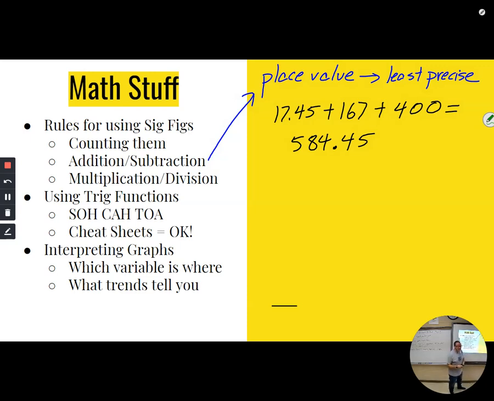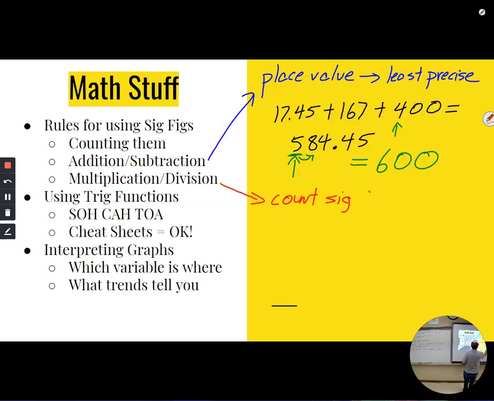Now I have to go back and I have to look at my numbers to find which one is the least precise. Which one is it? 400. It is only significant out to what place? The hundredth place. And so my answer has to be significant to the hundredth place. So I look to see what the next digit is to tell me if I round or not. Turns out I do. So I would report this as 600 with no decimal. Okay. When you're multiplying or dividing, then the rule is you count sig figs, and you go with the lowest number.